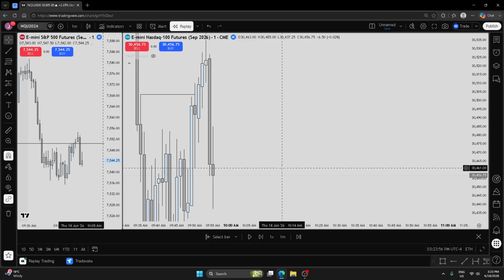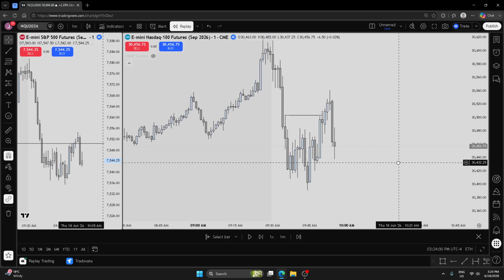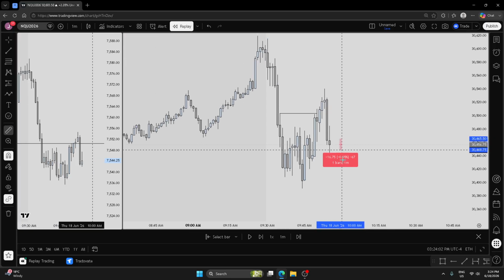It's not even a point wide. It's literally like half a point wide. I'm just not taking that. So I would much rather wait for some confluence to open up.